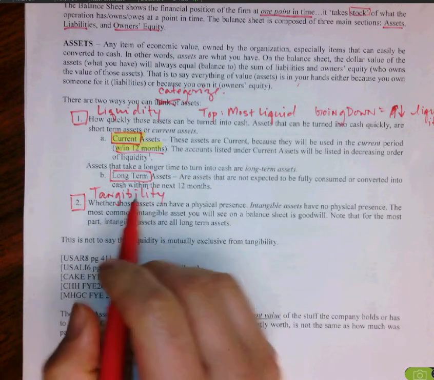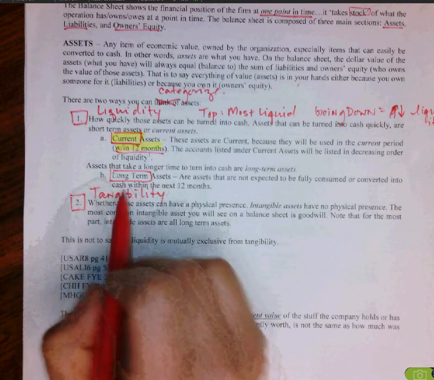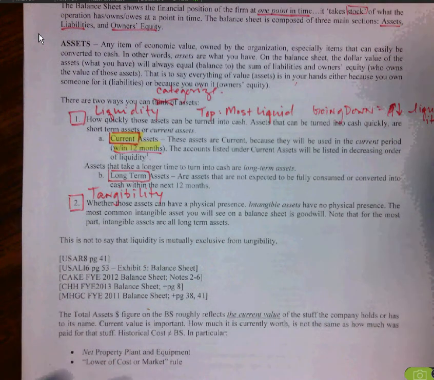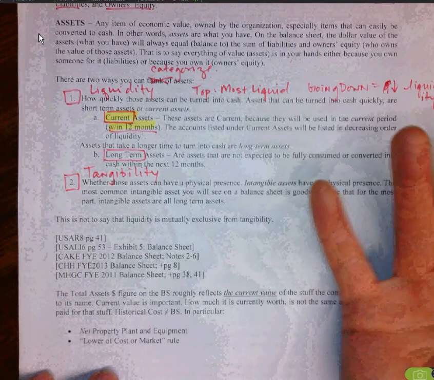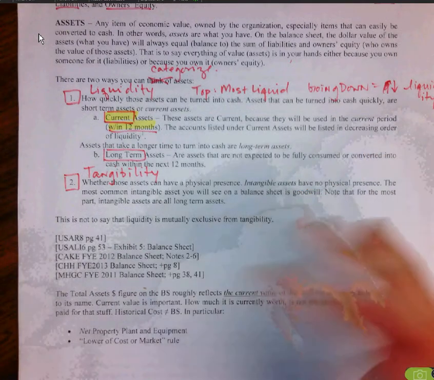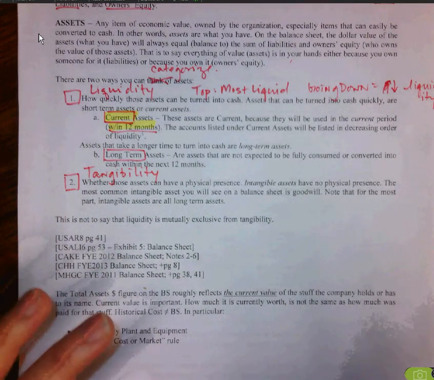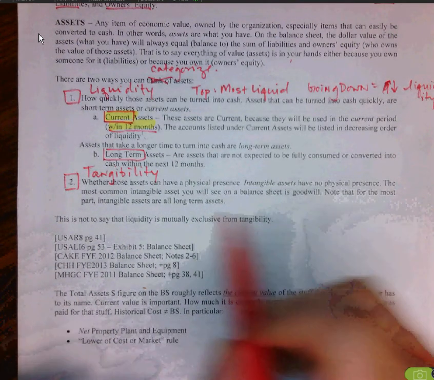I forgot if this is a Greek or a Roman or Latin root, but "tang" is about whether it's touchable, whether you can feel this asset or not. Cold hard cash, I can feel cold hard cash. If I have a car, I can touch my car. If I have a building, the building is something touchable. If I own furniture, that's tangible. All of those are tangible assets.